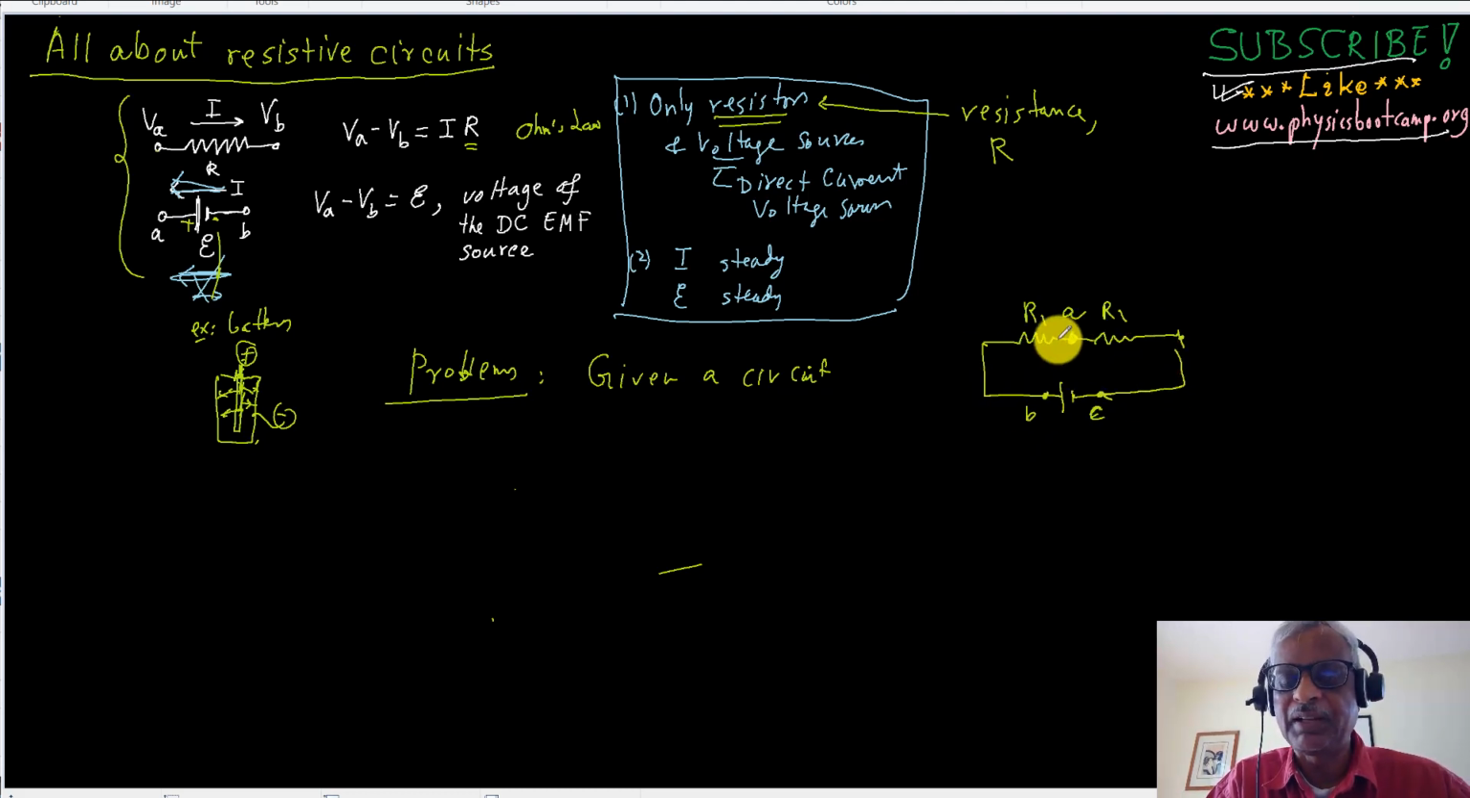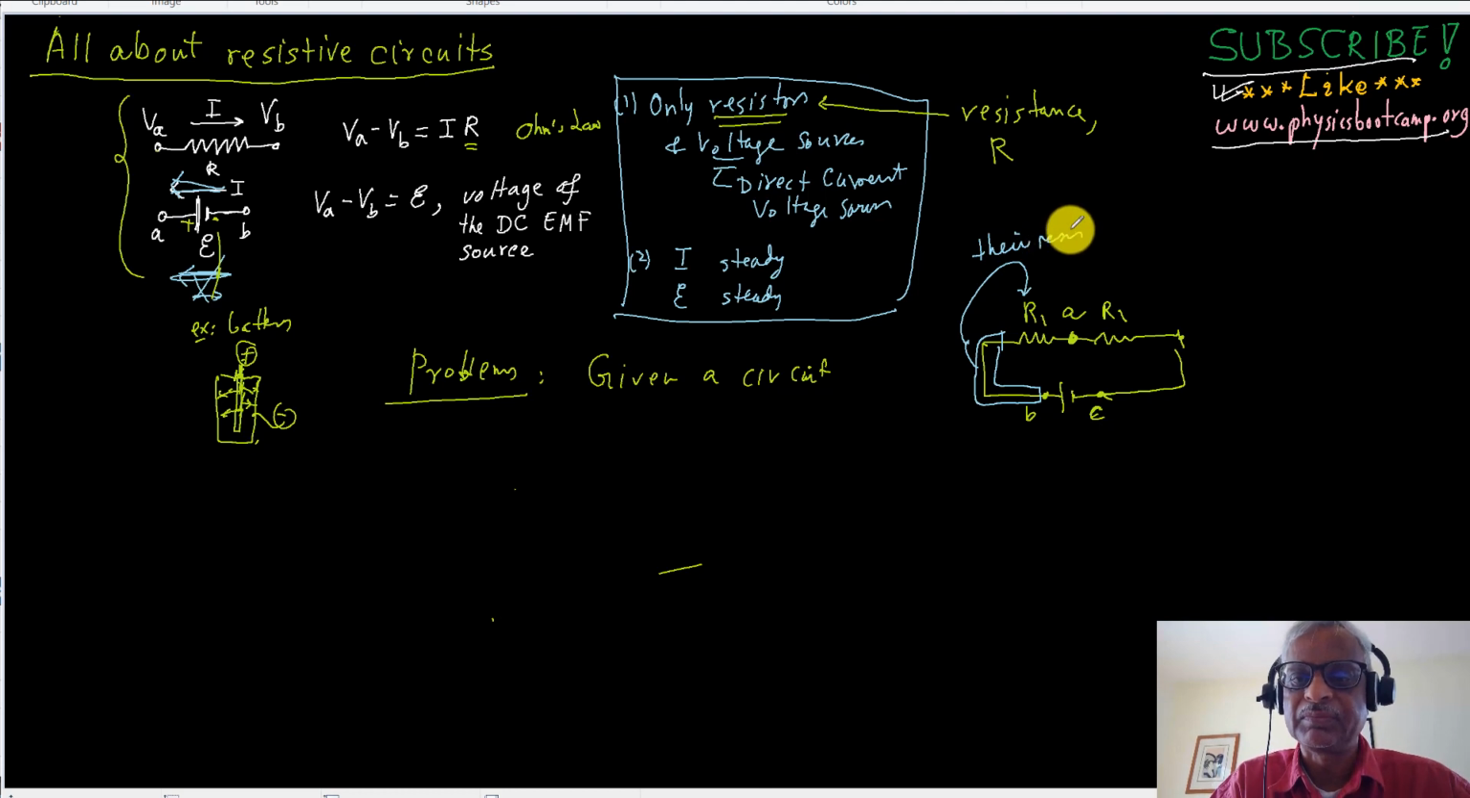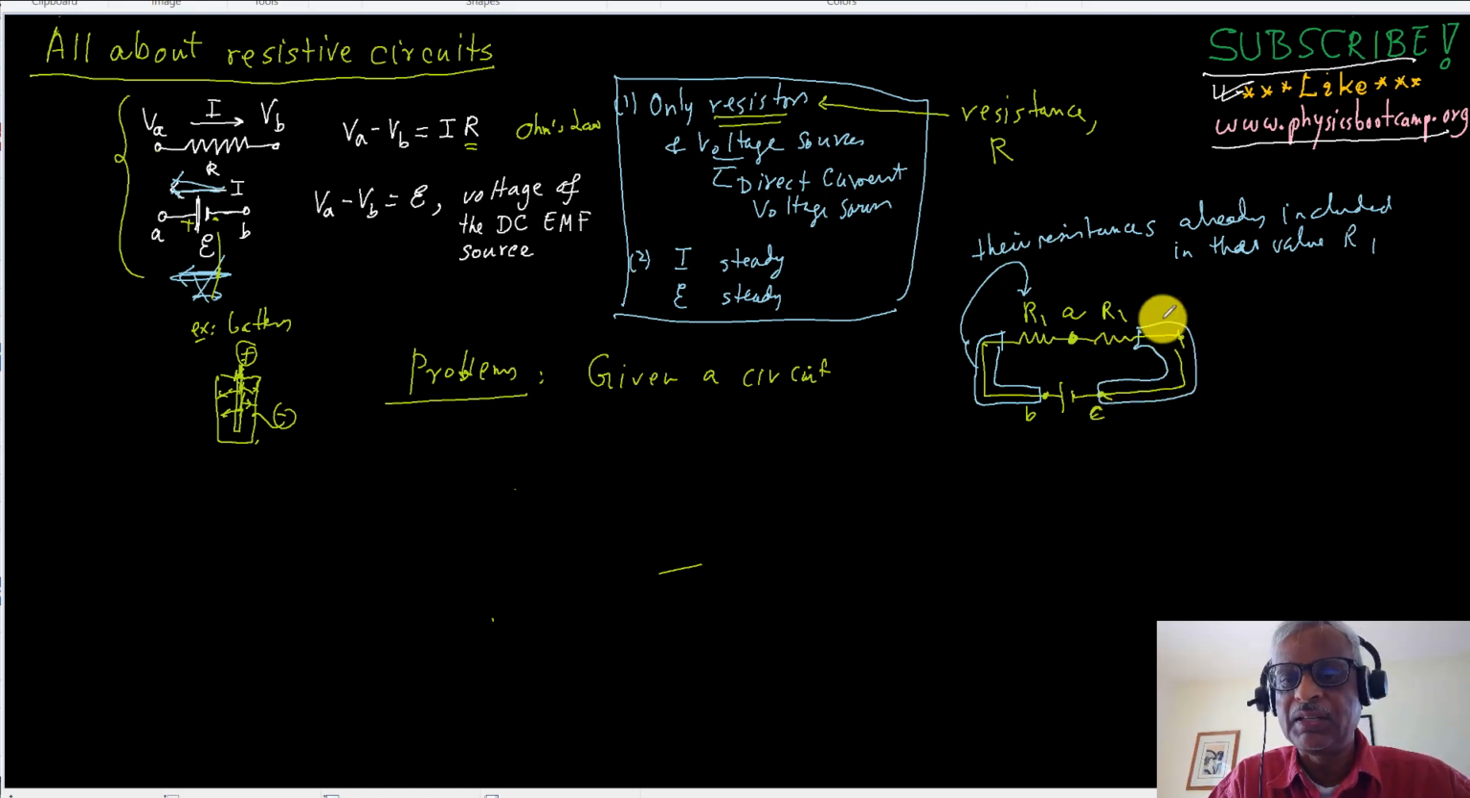So there are three places I've connected, and these wires that I use to connect them, we assume that their resistance is already included in the value, say R1, and this is another one, R2, connected over here. So you can see the wire resistance is already included in R1 and R2.